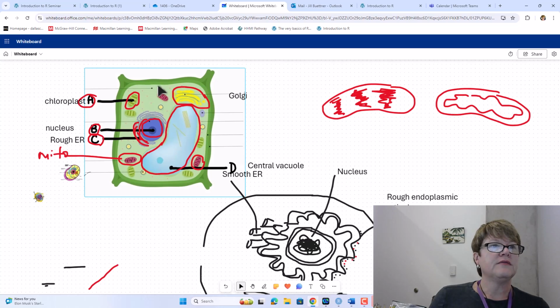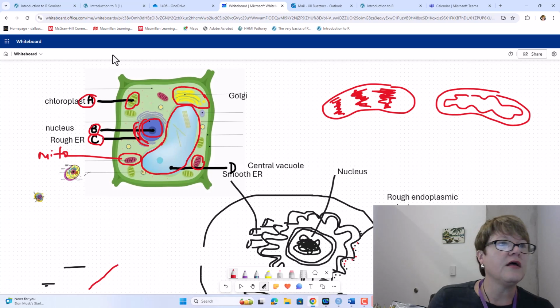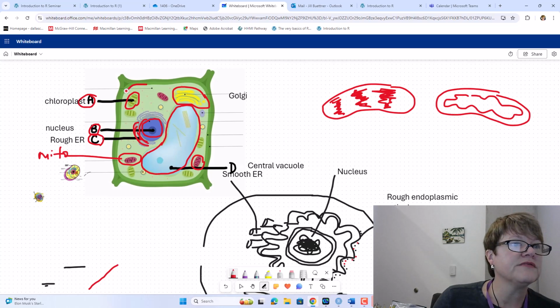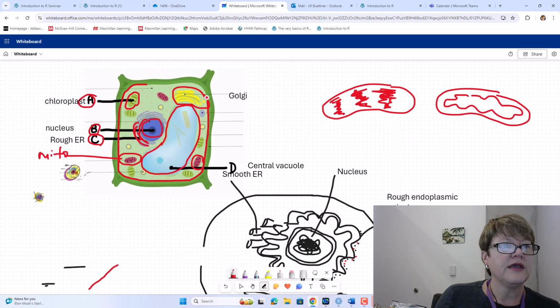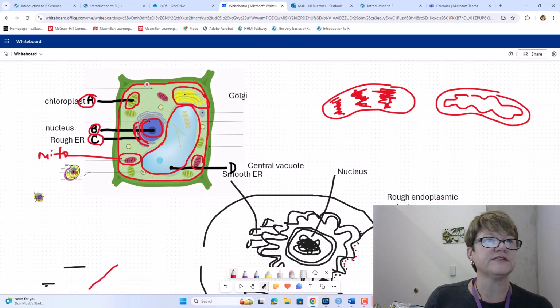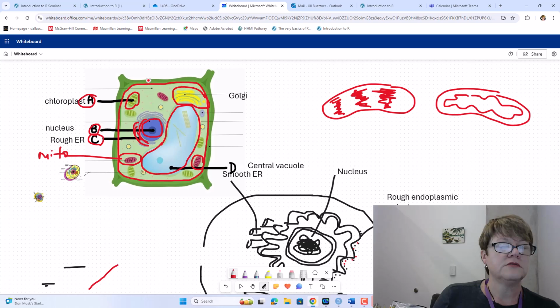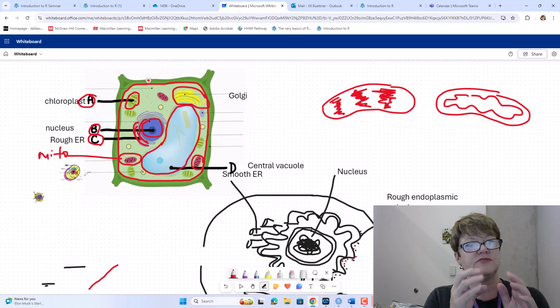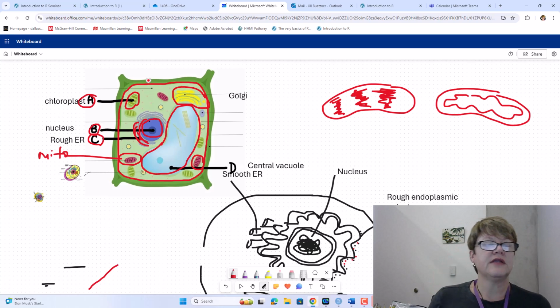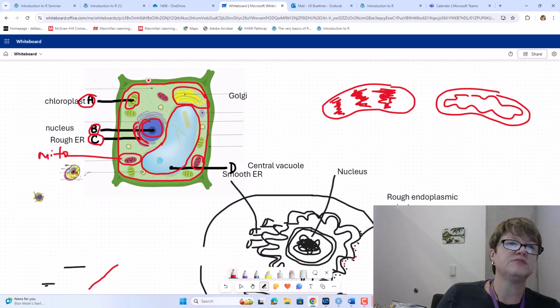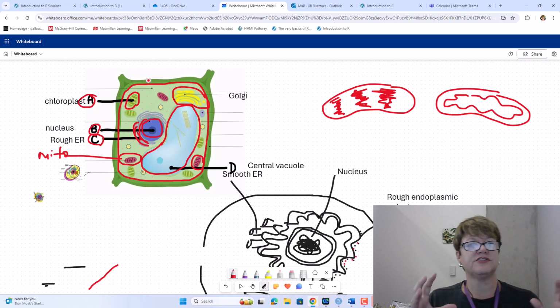Now the cell membrane is here. It's a little hard to tell because it's very thin, but it's on the inner side here. I'm trying to trace it. That's the cell membrane. And then outside of the cell membrane, laying on the outer surface, is the cell wall. So the cell membrane I traced in red, the cell wall is the green outside of that. Animal cells don't have a cell wall, but plant cells do.